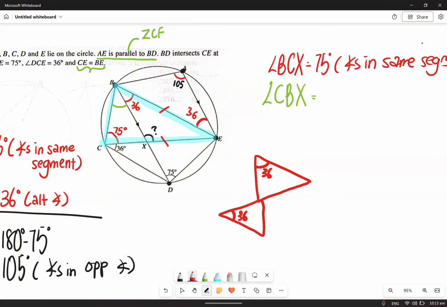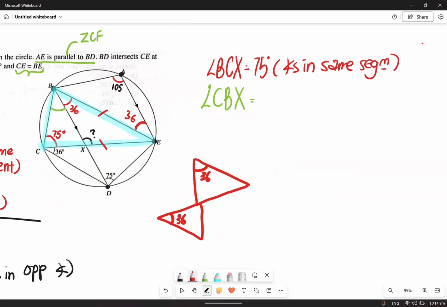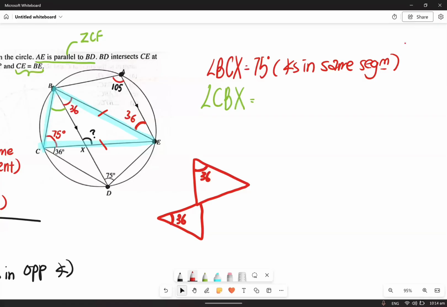So isn't this isosceles to this? Is it clearer now? It's very clear now, right? 75 minus 36. So we know CBX is what, right? CBX is actually 75 degrees minus 36 degrees. Correct or not? That gives me 39 degrees, right? So this is 39 degrees. You understand or don't understand?